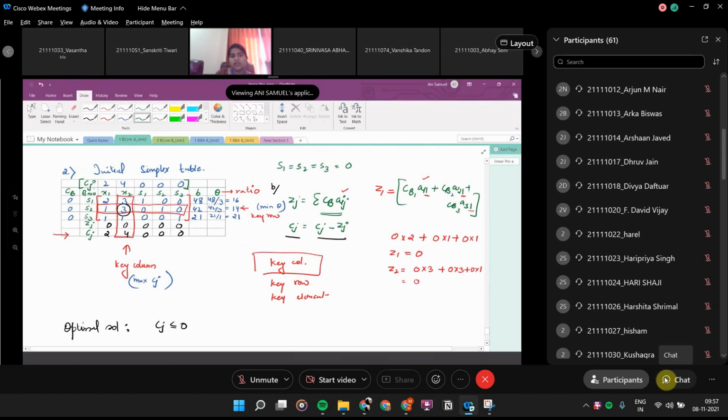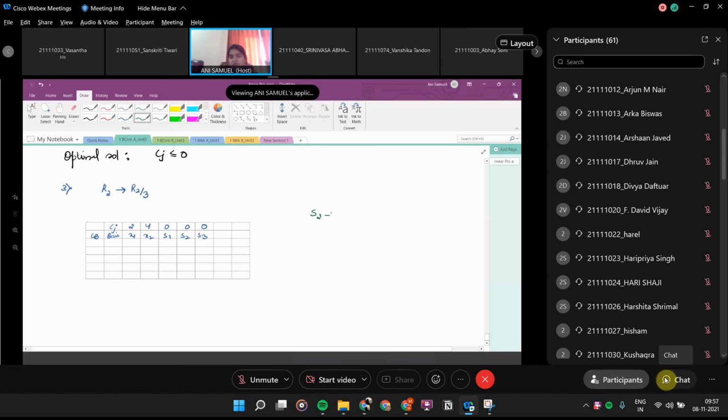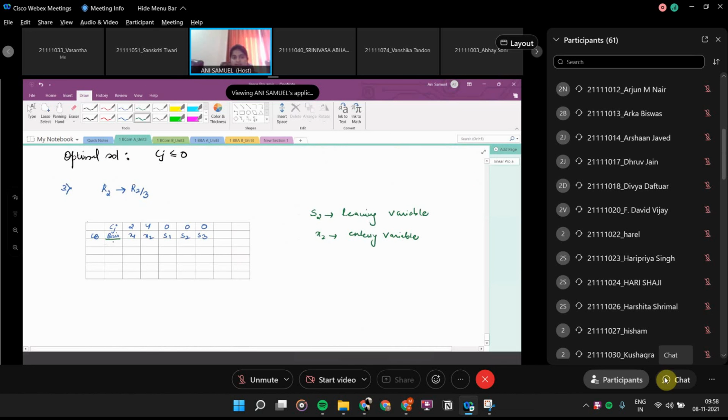From here you can see from the key column and row there will be one exiting and one entering variable, leaving and entering variable. So from this your S2 becomes your leaving variable, because this basis will give me the final solution, the optimal solution. So S2 is my leaving variable and X2 is my entering variable. Understood how? It is regarding your key column and key row. So S1 will remain same, S2 will become X2 and S3 will remain same. Clear so far? Yes, ma'am.